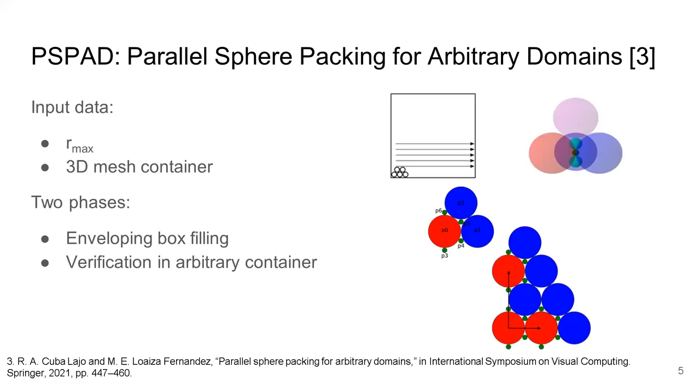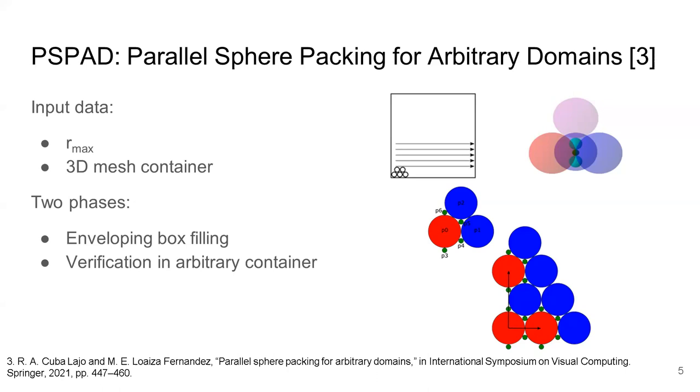Okay. I'm working on a previous investigation called parallel sphere packing for arbitrary domains. This investigation is an improvement of the previous investigation. For this, the input data is R max and the 3D mesh container. It works in two phases. In the first phase, enveloping box filling, a box is filled. The box is a rectangular container that surrounds the 3D object to be filled. And in the second phase, verification in the arbitrary container. Verification is performed on the spheres to see if they are inside the arbitrary container or not. This verification is performed in parallel.